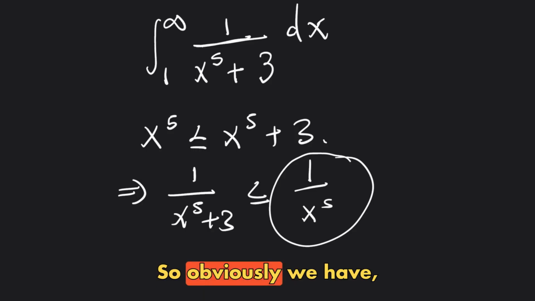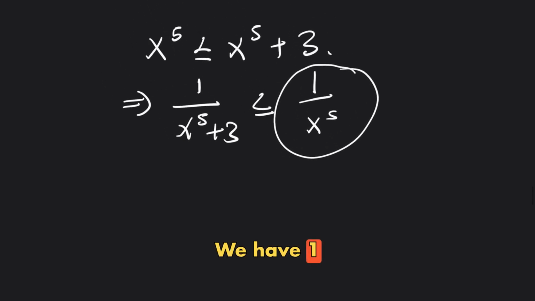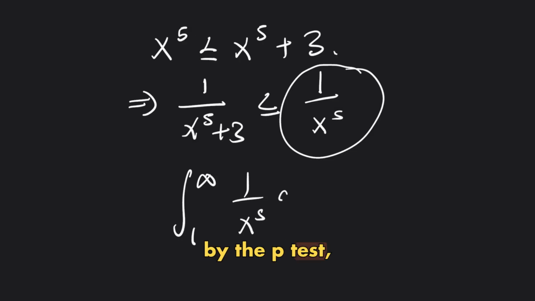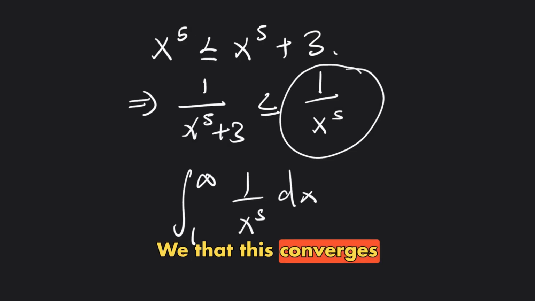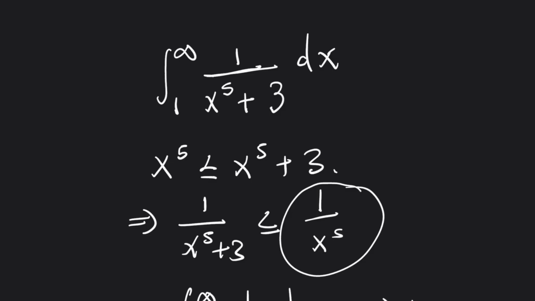Okay, so let us compare this. We have the integral from 1 to infinity of 1 over x to the power 5 dx. By the p test, you know that this converges if p is greater than 1. So obviously 5 is greater than 1, so this integral converges, and this limit is finite.